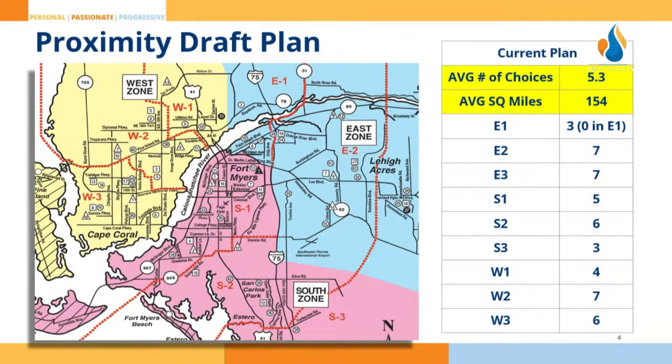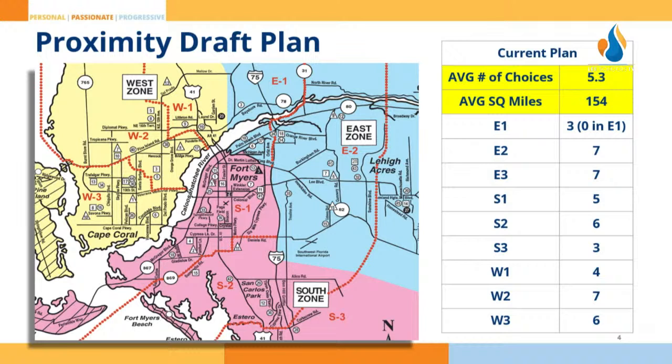Slide 4 illustrates our existing student assignment map, indicating the number of available school choices within each geographic subzone. Currently, our families have an average of 5.3 middle school options. The district is responsible for providing transportation to any school within the selected subzone or the adjacent subzone.